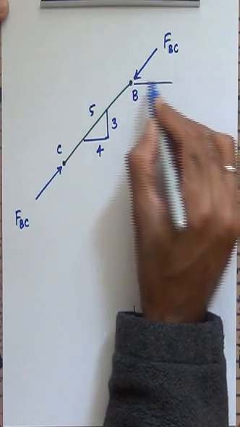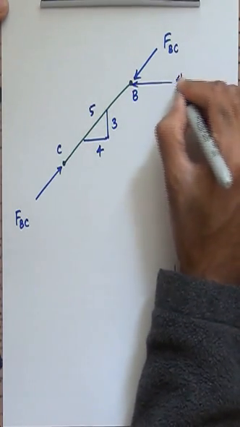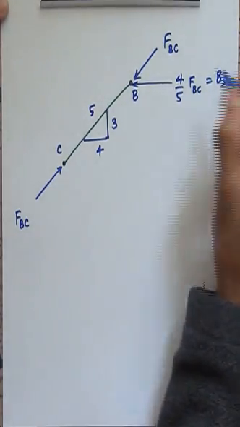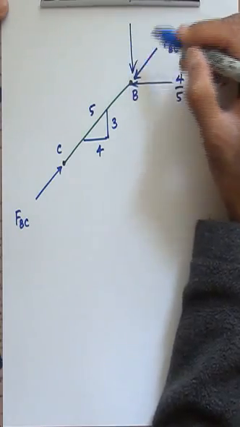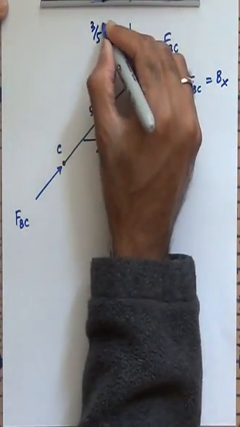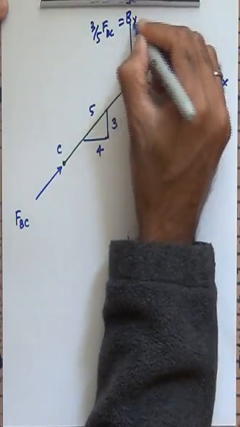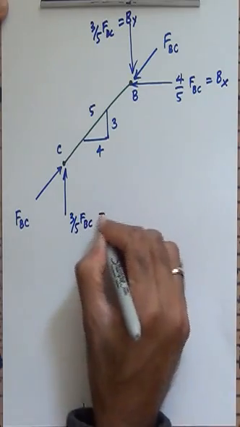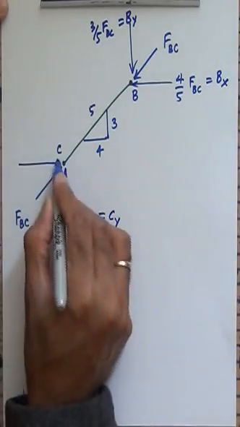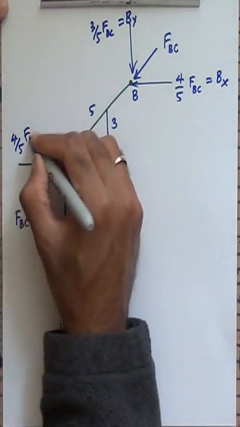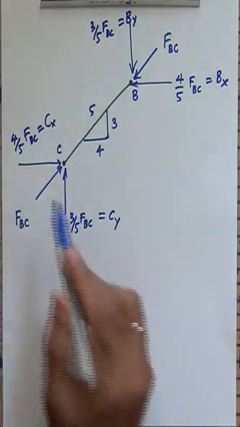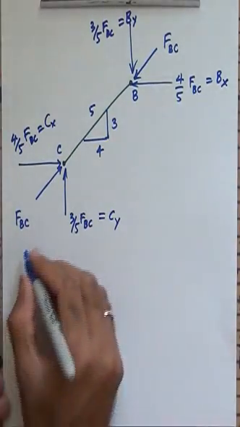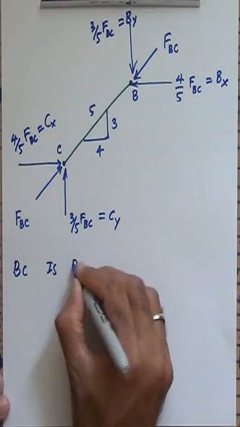And if I want, I can call this force, which is going to be 4/5 FBC, as equal to Bx. And I can call this force here, which is going to be 3/5 FBC, this is equal to actually By, and I can do the same thing here. I can say that 3/5 FBC here is going to be the same as CY, and the 4/5 FBC here is the same as CX, because I know that CX is the same as BX, CY is the same as BY, and I'm pretty much done. And so this means that BC is a 2-force member.